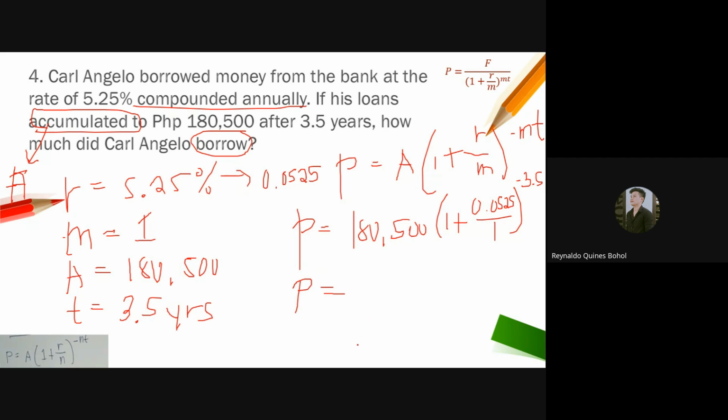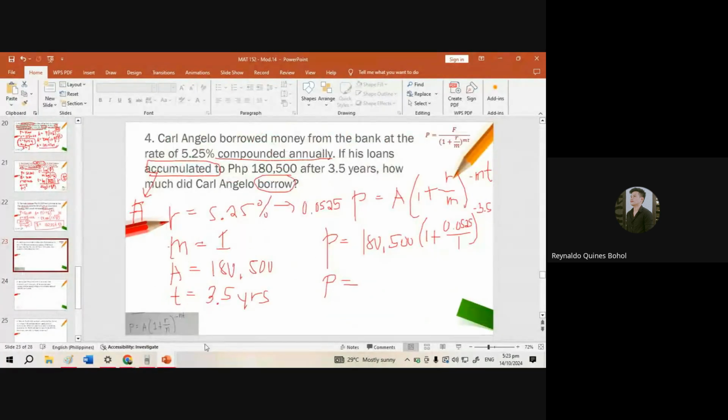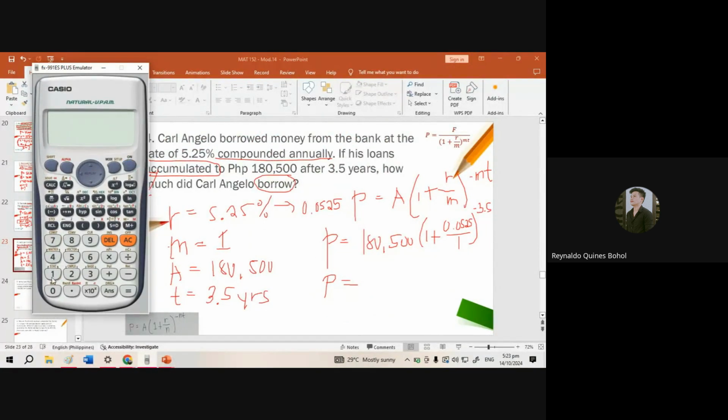Negative. Hindi ko mali yung sagot niyo. Try ko nga. So, 180,500. Tapos, meron tayong 1 plus 0.0525, all over 1 raised to negative 3.5. So 150, nakuha ni si Carl pala guys.